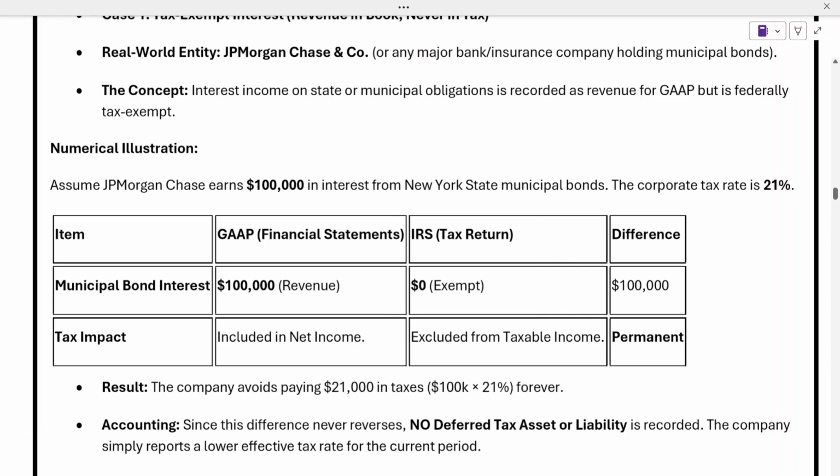Now, tax impact, what will happen? You will say this is included in your net income when preparing the GAAP financials, because GAAP only cares about income, expenses, debits, credits. But in your IRS return, you will say this is excluded from your taxable income because no tax will be charged. So what will be the result of this? You will say the company avoids paying $21,000 in taxes. Why? Because the tax rate was 21% and here zero income was shown, so zero tax.